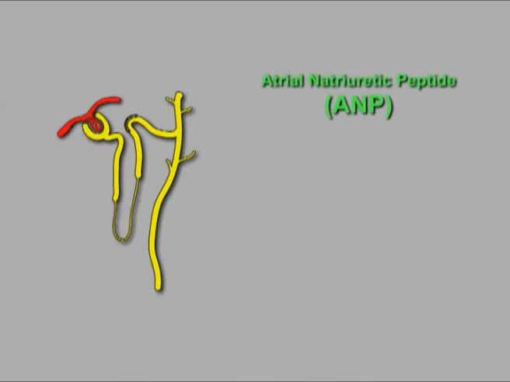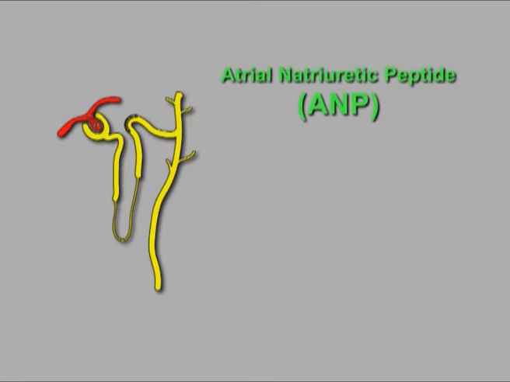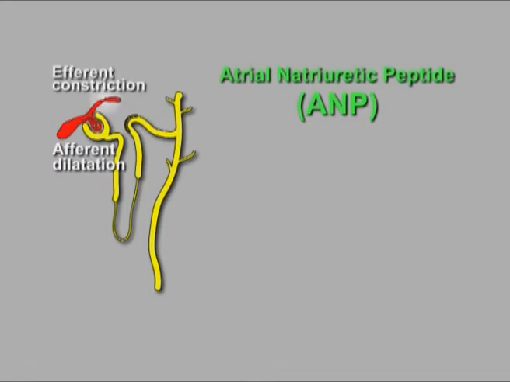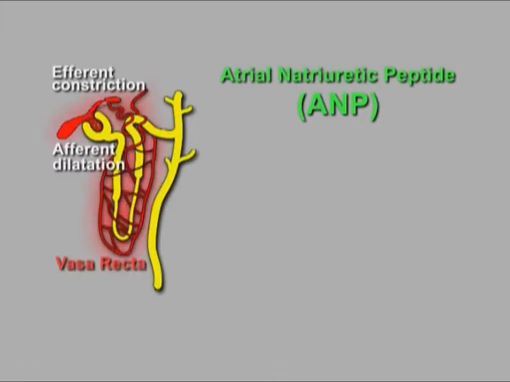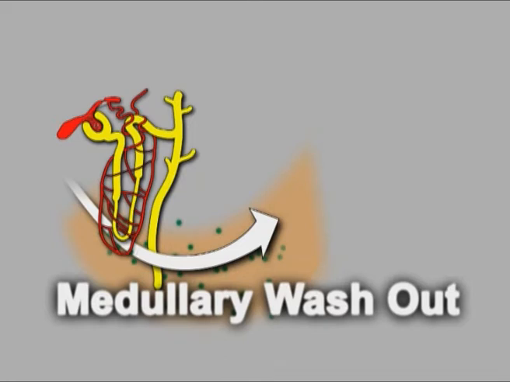But in doing so, it also mediates its own unique action on the glomerular arteriole. Specifically, ANP stimulates afferent arteriolar dilatation along with efferent constriction. The net effect of this is to markedly increase the blood flow in the vasa recta. In doing so, the vasa recta tends to wash out solute from the medullary regions. This concept of medullary washout is important. Clearly, it will reduce the concentrating ability of the nephron.